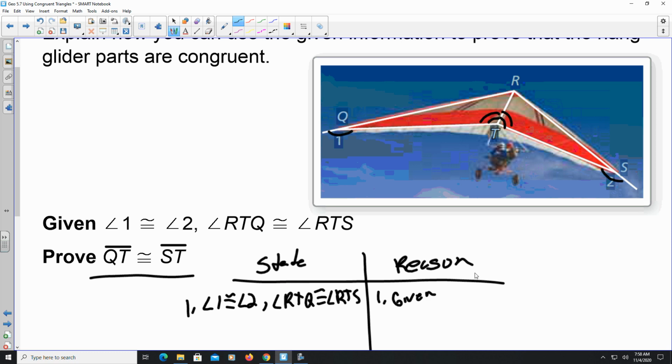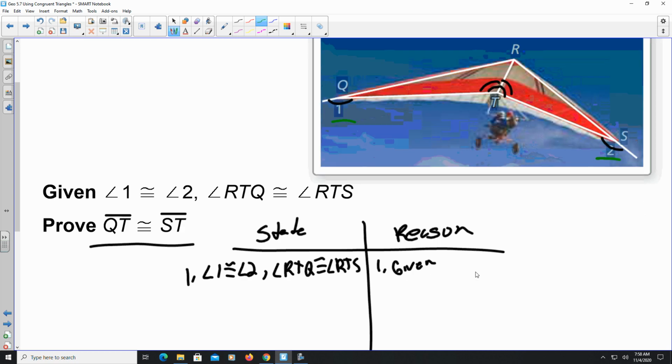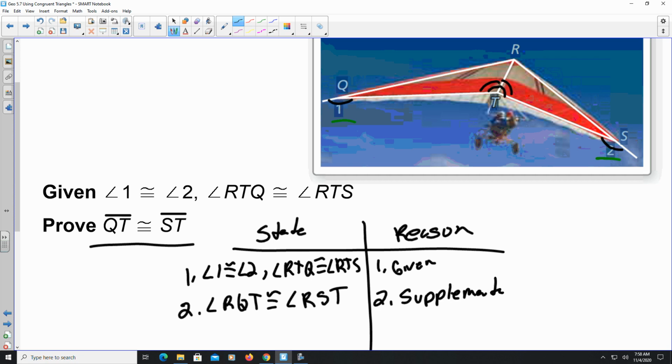So because angle 1 and angle 2 are congruent, I can now make the conclusion that angle RQT is congruent to angle RST. The reason for that is those angles are supplementary angles to congruent angles.